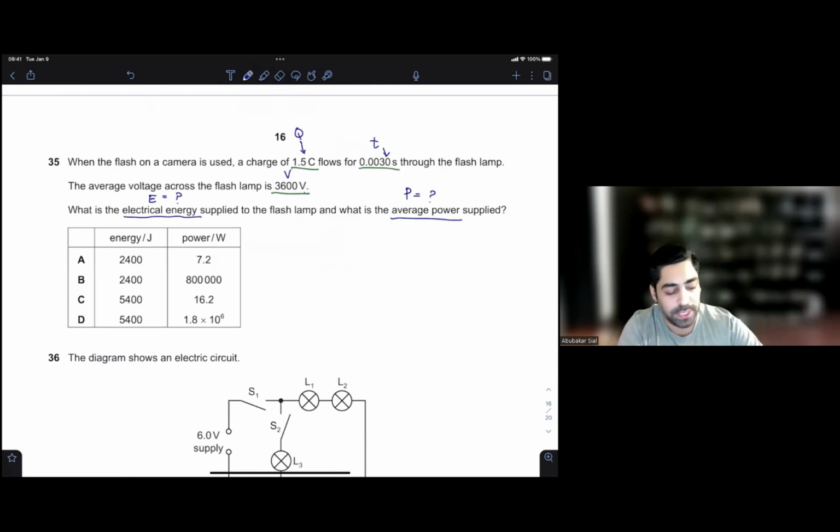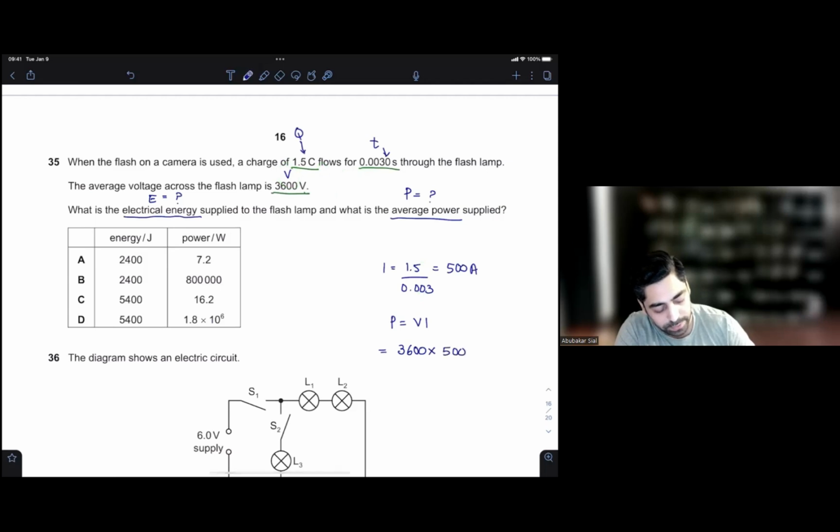Now, using Q and T, what can I calculate? It's I. Then, using V and I, what can you calculate? Should be obvious, it's power. So let's do that. I is Q over T, over 0.003. So how much is that? 1, 2, that's 100 times 5. So that's 500 amps. And then P is going to be V times I. Voltage is 3600 into 500.